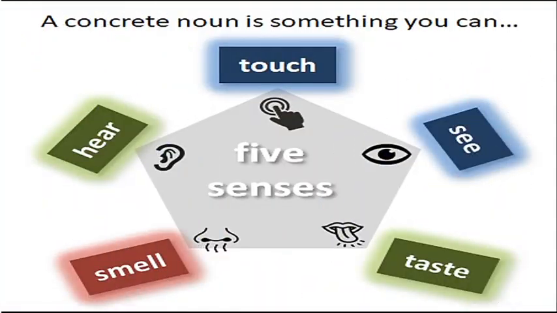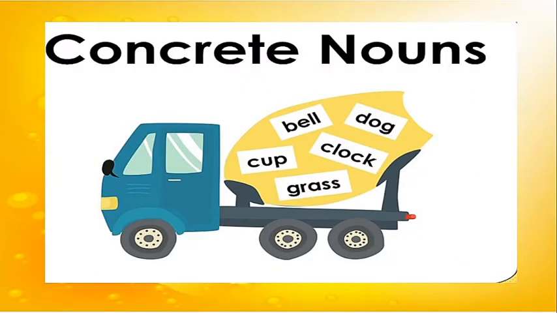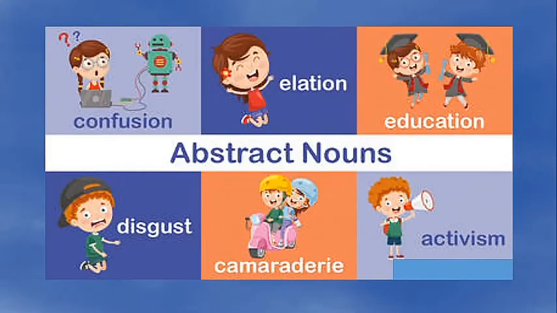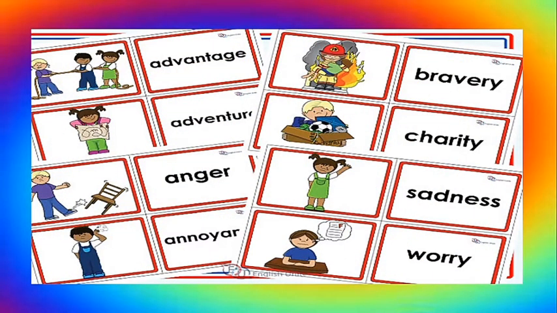Concrete nouns. A concrete noun is something you can touch, hear, smell, see, or taste. In other words, a concrete noun is something that you can experience with any of your 5 senses. Unlike concrete nouns, abstract nouns are things that we can't see or touch. However, we can feel them or experience them. For example, friendship, love, hatred. These are examples of abstract nouns. You have more examples, such as advantage, adventure, anger, annoyance, bravery, charity, sadness, worry.